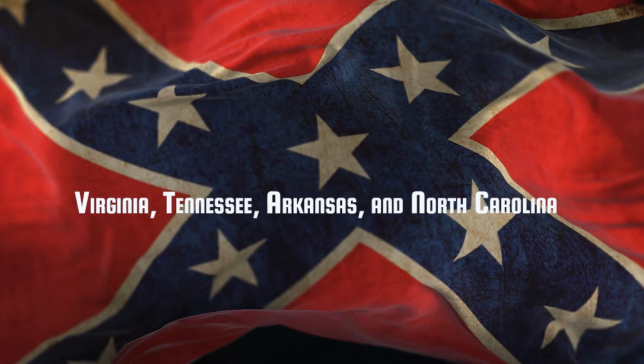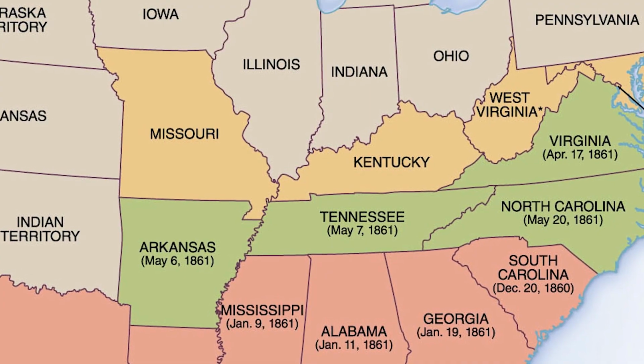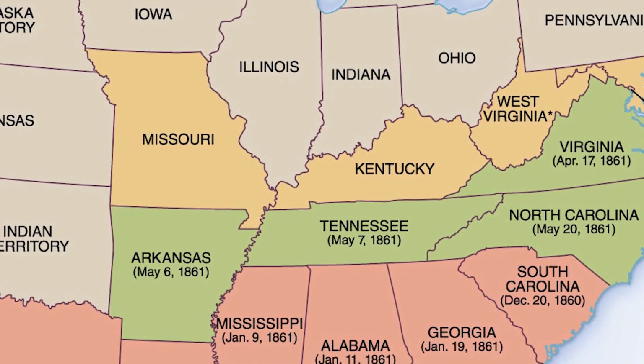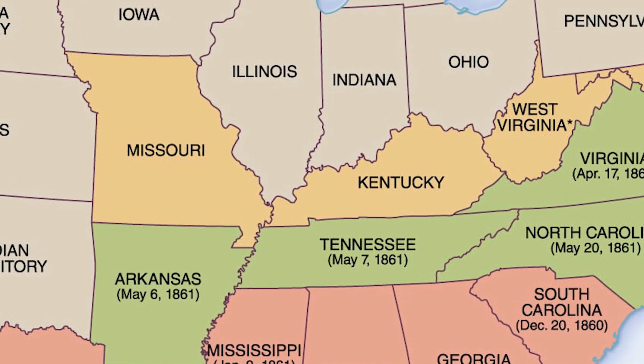After this decision, 4 more states joined the Confederacy, including Virginia, Tennessee, Arkansas, and North Carolina. Border slave states like Missouri, Kentucky, and Maryland did not secede, but there was significant Confederate sympathy among their citizens.